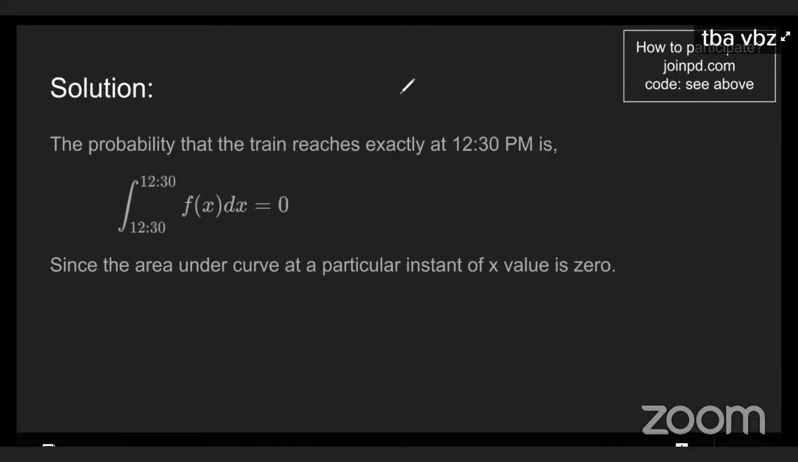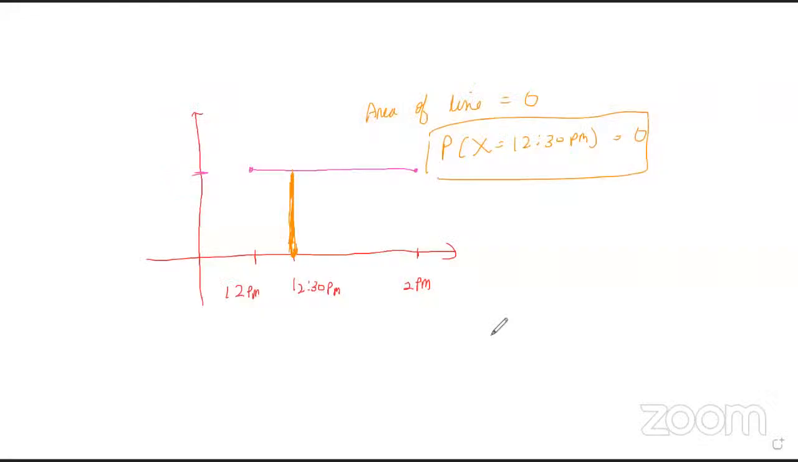I want to say that a continuous distribution is defined only over intervals. So why are you asking exactly at a point, exactly 12:30? It is neither less nor more. Then how could we compute this in a continuous distribution? How do we compute the probability for this?